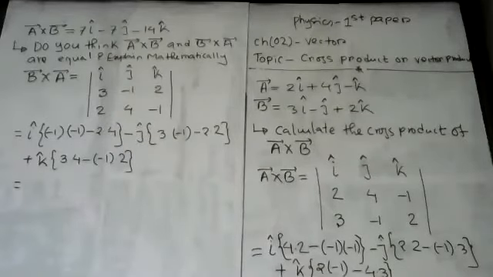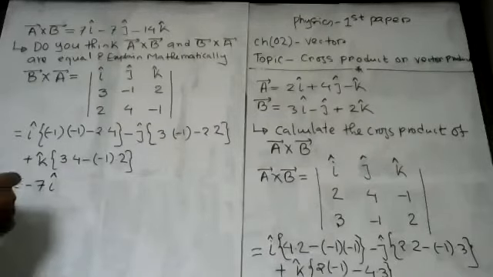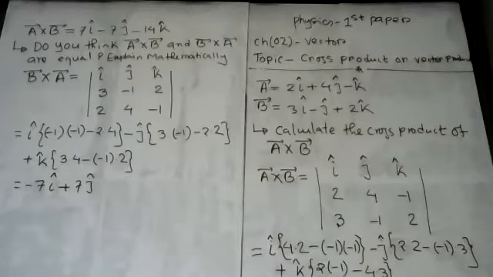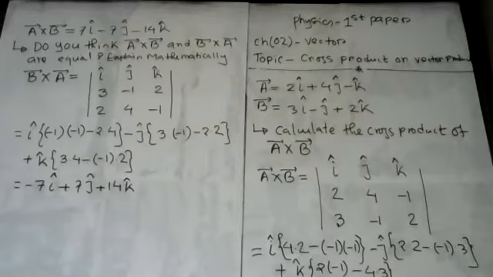Okay. Now, what is the output, my student? What is the product here? Sir, minus i hat plus j hat and plus 14k hat. Minus 7 i hat, very good. Then plus 7 j hat plus 14k hat. Very good, my dear student. It's the correct answer, isn't it? Sir, it's negative. Yes, sir.